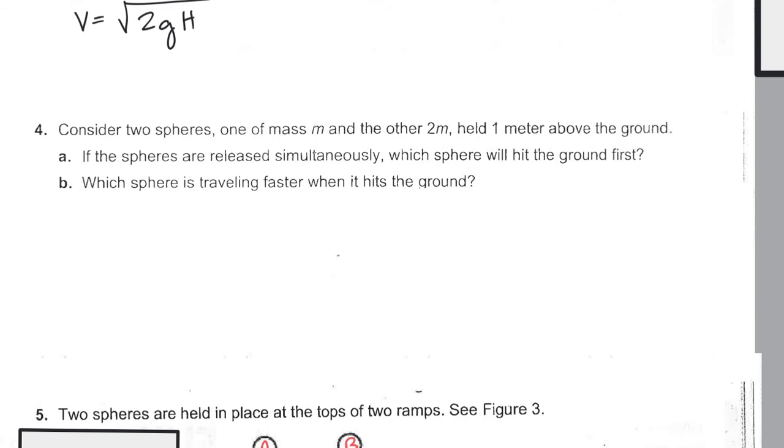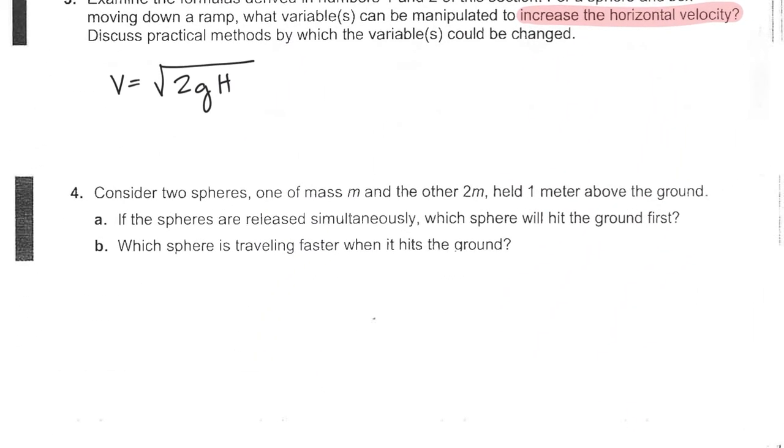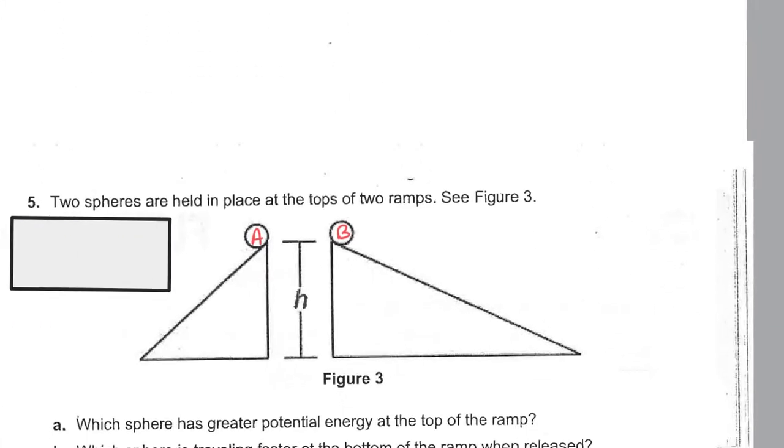Okay, some people say yes, some people say no. So whenever we were deriving the equation, what happened to mass? They canceled out. So does mass matter in terms of velocity? No, it doesn't, because it's canceled out. So because it doesn't matter, you should decide which sphere will hit the ground first and which sphere will be traveling faster. So if mass doesn't affect velocity, then velocity won't change between the two. Let's go on to number 5.